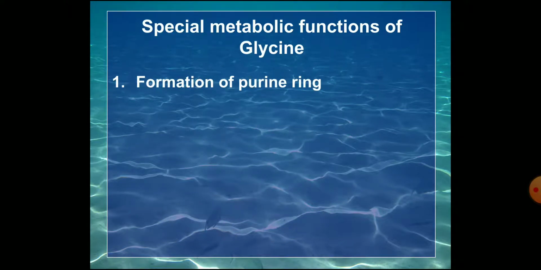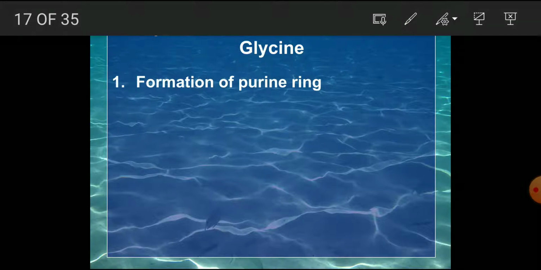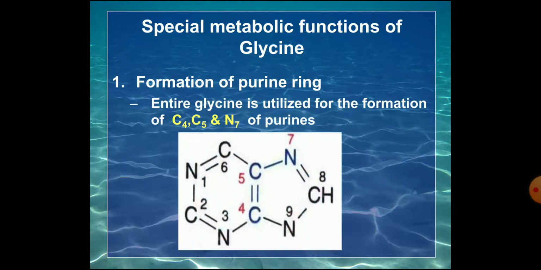First, we are going to study the formation of the purine ring. So the entire glycine is utilized for the formation of purine, that is carbon number 4, carbon number 5 and nitrogen 7 of the purine is produced from the glycine. The whole of the glycine is utilized.